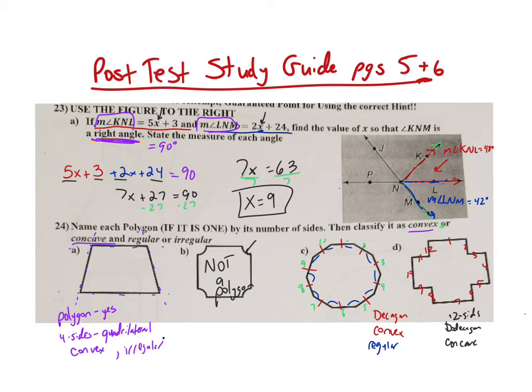Now, as soon as you write concave, without any thinking, you automatically have to write irregular. There's no way you can have anything but that. Even if somehow magically all the angles were congruent and the sides congruent, which is impossible if it's concave, it wouldn't matter because it's concave. So irregular. That's it for 23 and 24.